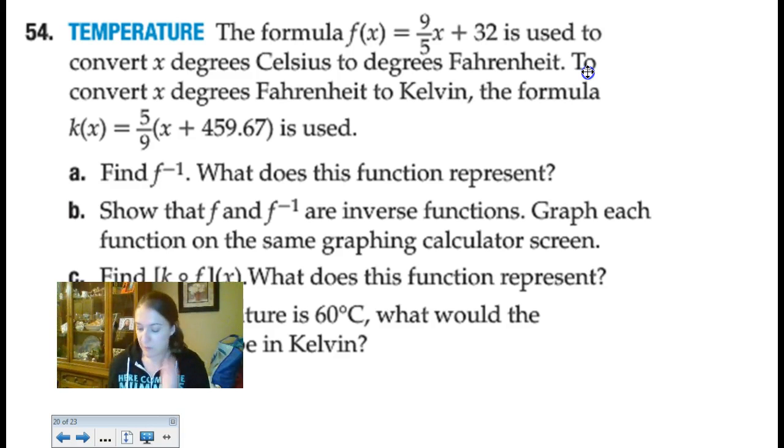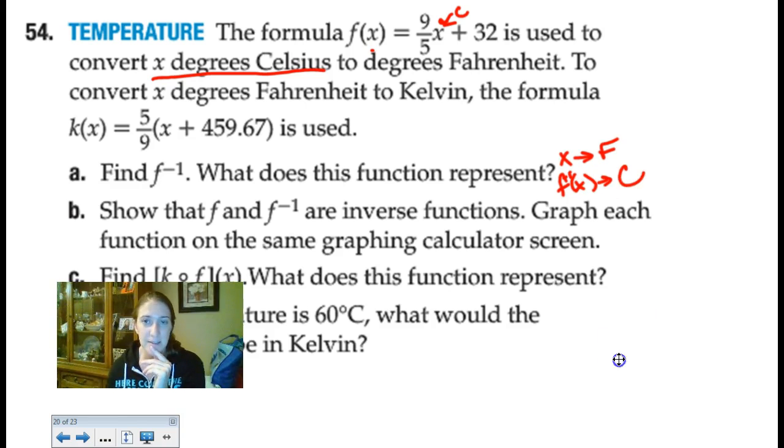So if you think about the properties of inverses, it's where x's and y's switch, right? So if I take the inverse of this, where x is used to convert Celsius to Fahrenheit, right? So x represents Celsius in the original function. So if I take the inverse of that, x would now represent Fahrenheit, and then f of x in the inverse is going to represent Celsius.